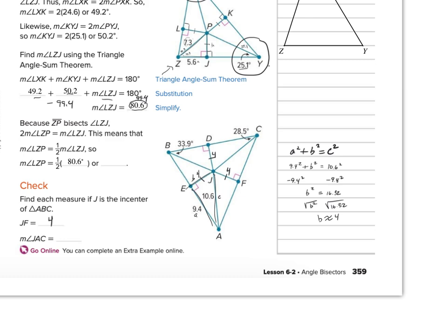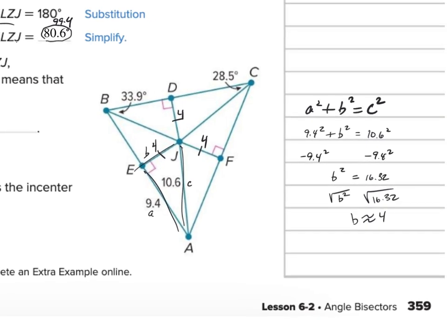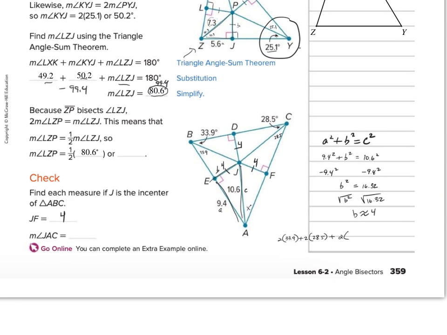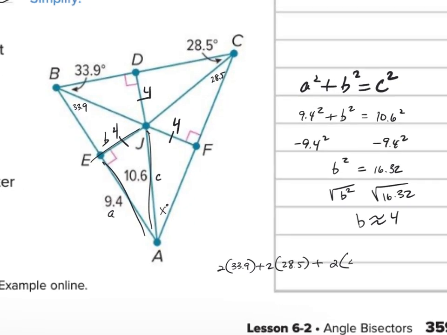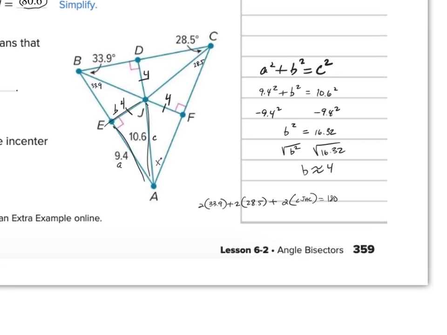And then JAC, let's see here. We're looking for this angle in degrees. And what do I know? I know this is 33.9, I know this is 28.5, so 2 times 33.9 plus 2 times 28.5 plus 2 times angle JAC is equal to 180 degrees. And then we can work with that.